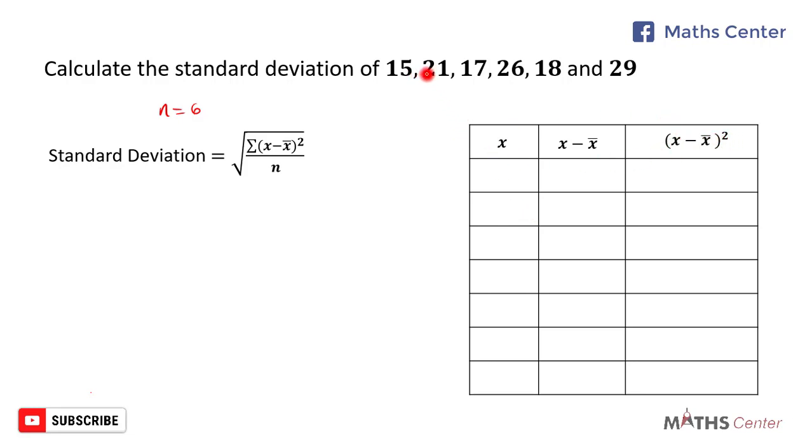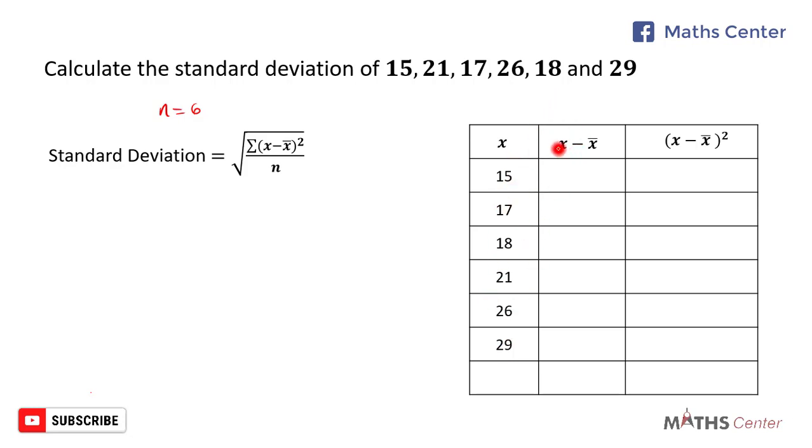So we will list the values we have here in the column for x. We are going to do that in ascending order, so from the least to the highest. The least is 15, the next one is 17, the next one is 18, the next one is 21, the next one is 26, and the last one is 29. So we are done with the first column.